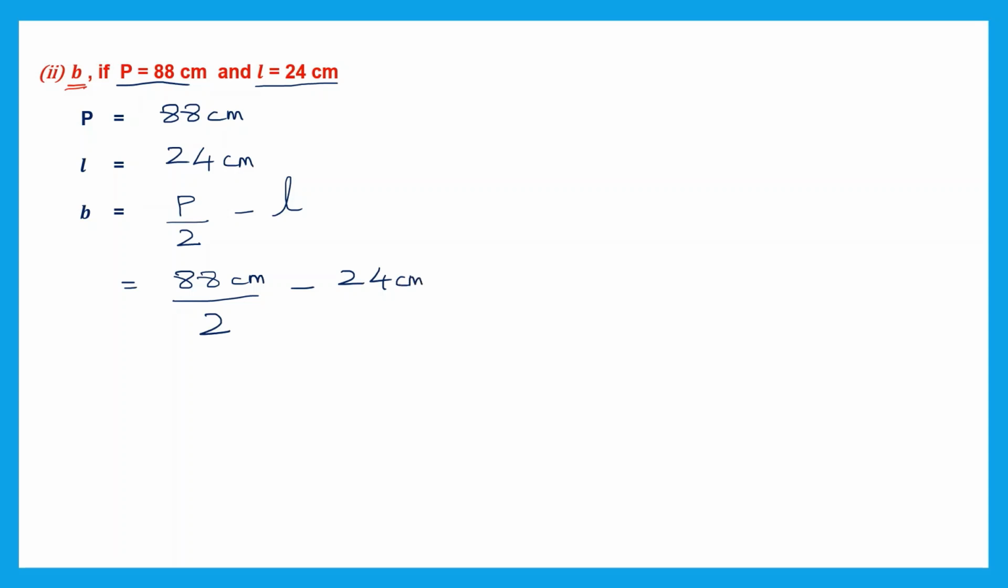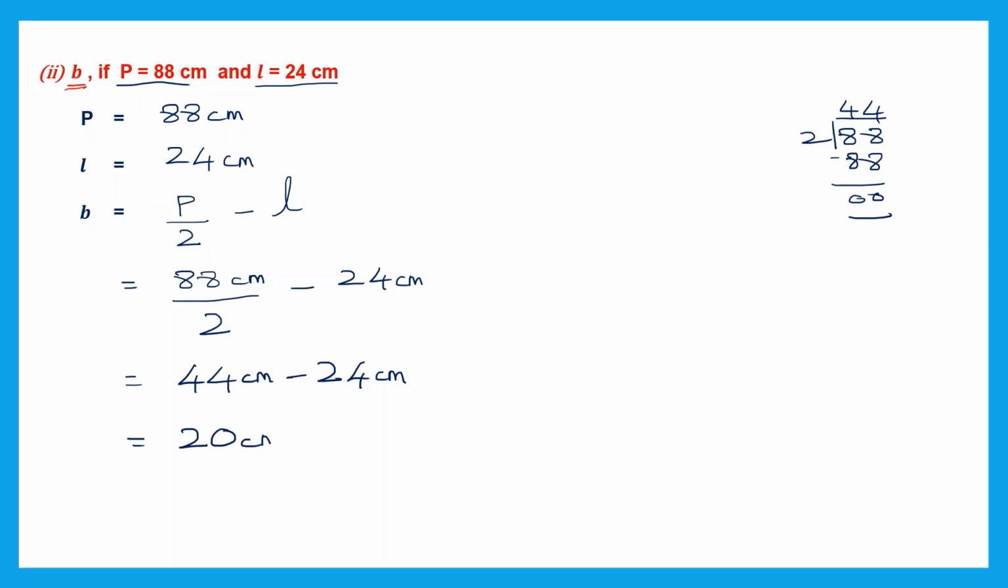So first let's divide 88 by 2. 88 by 2 is 2 4s are 8, 2 4s are 8. So that is 44. So here we have 44 centimeters minus 24 centimeters. 44 minus 24 is 20. So that is 20 centimeters, and what have we found? We have found the breadth. So we've got our answer. The breadth is 20 centimeters.